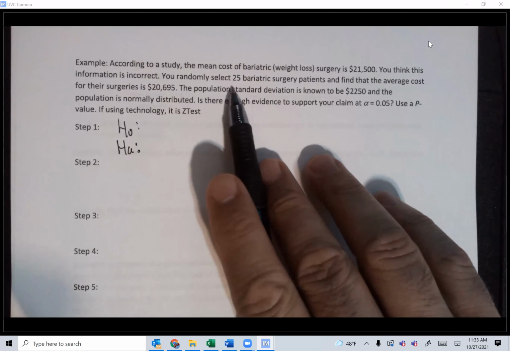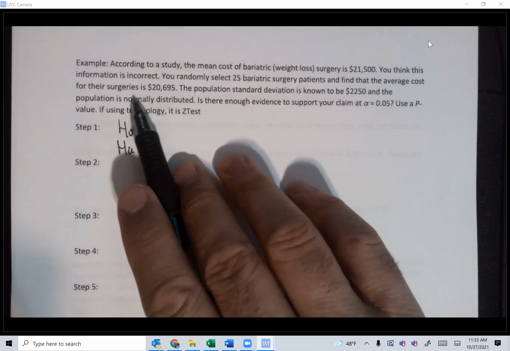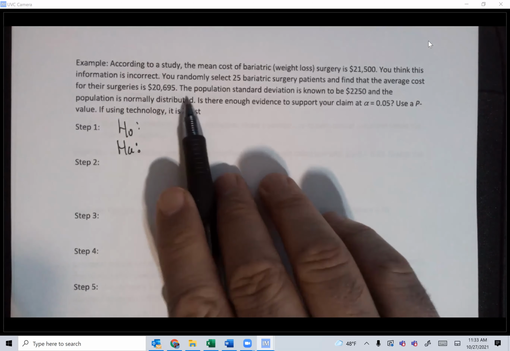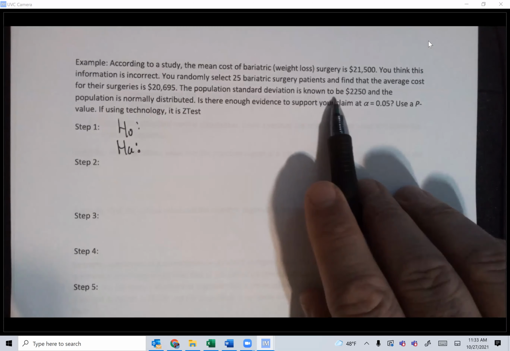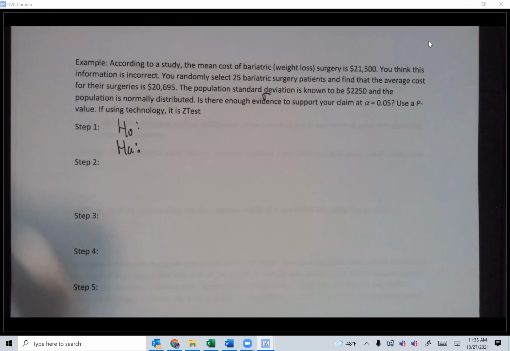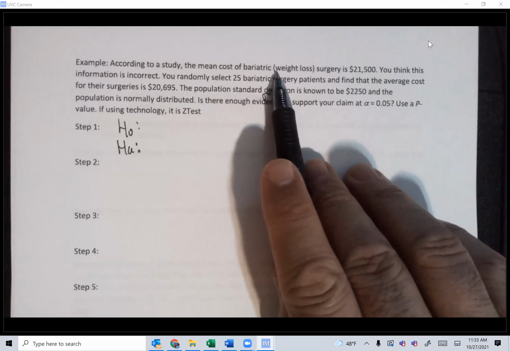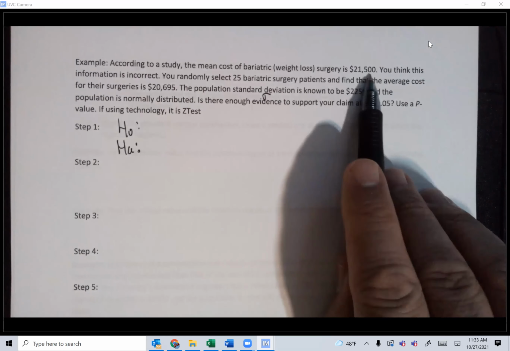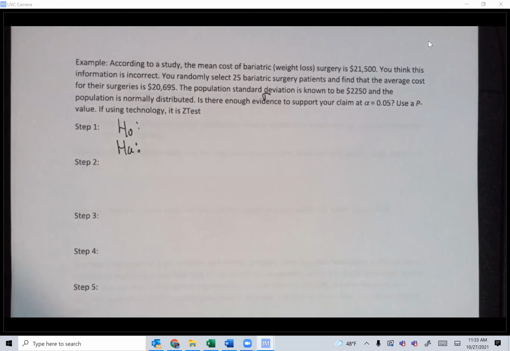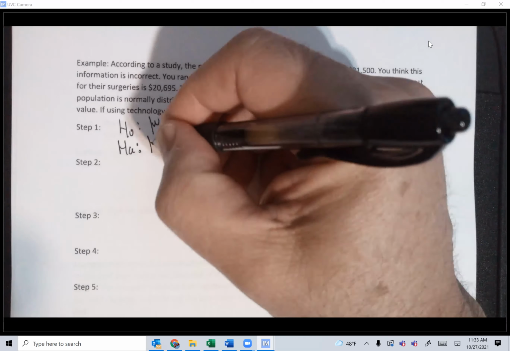You randomly selected 25 bariatric surgery patients and find that the average cost for their surgery is $20,695. The population standard deviation is known to be, so you see, he gives you sigma here, 2250. And the population is normally distributed. Is there enough evidence to support your claim at alpha equals 0.05? So, according to a study, the mean cost of bariatric surgery is $21,500. You think this information is incorrect? Who can tell me what the null and the alternative hypotheses are?